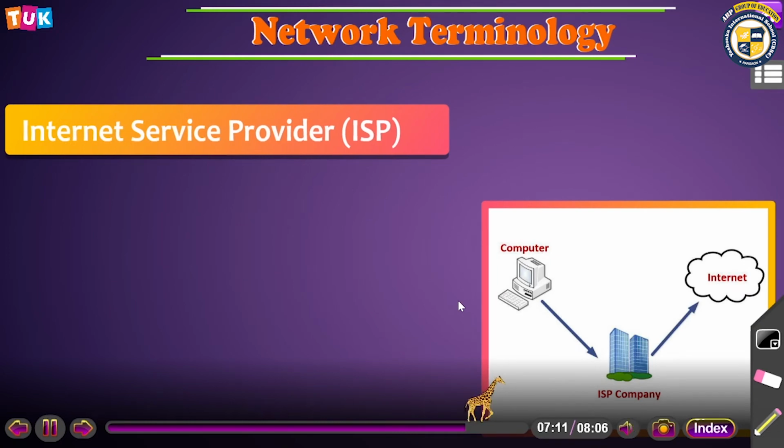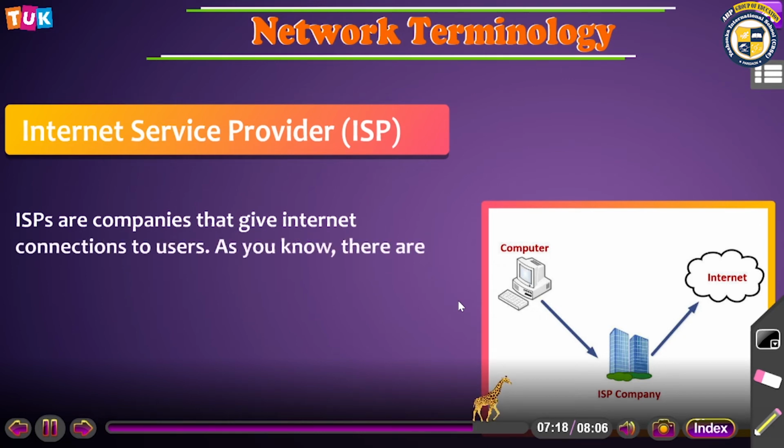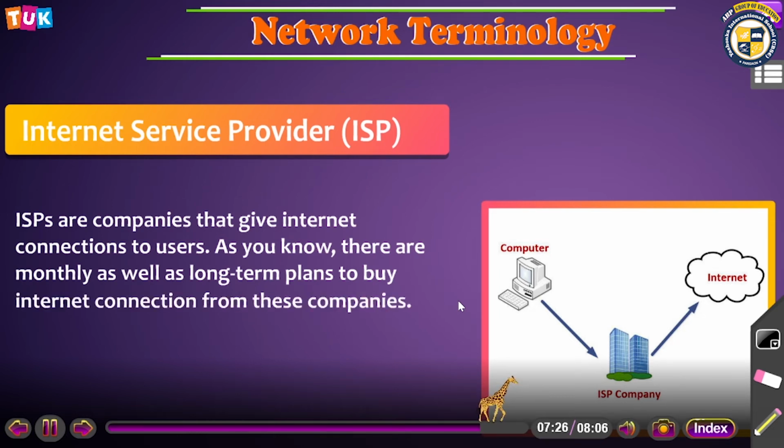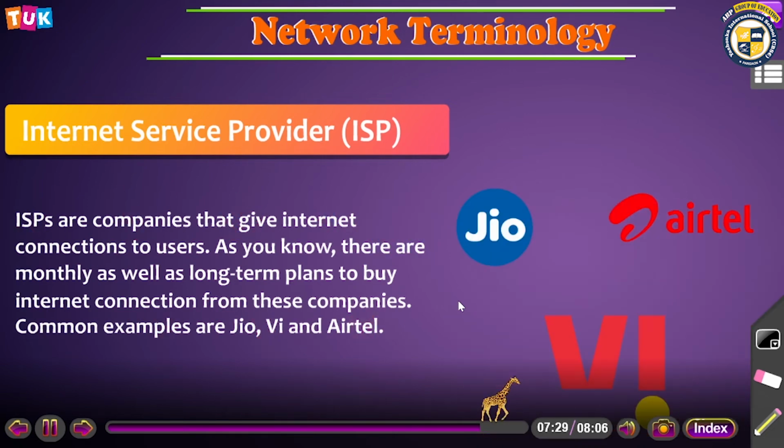Internet Service Provider (ISP). ISPs are companies that give internet connections to users. As you know, there are monthly as well as long-term plans to buy internet connection from these companies. Common examples are Jio, Vi and Airtel.